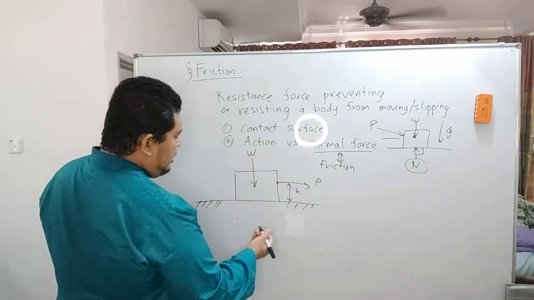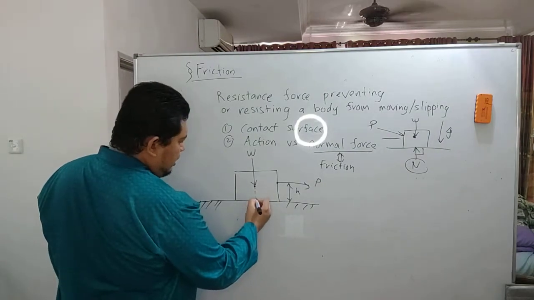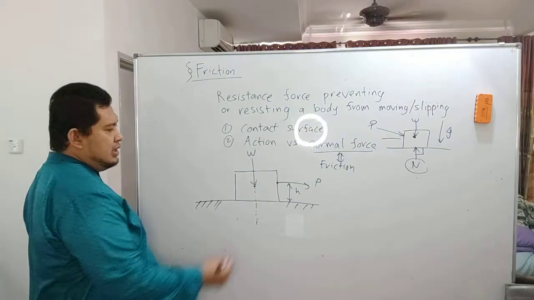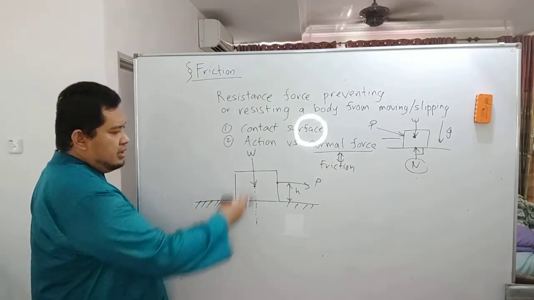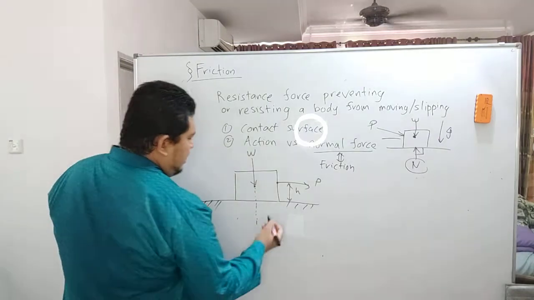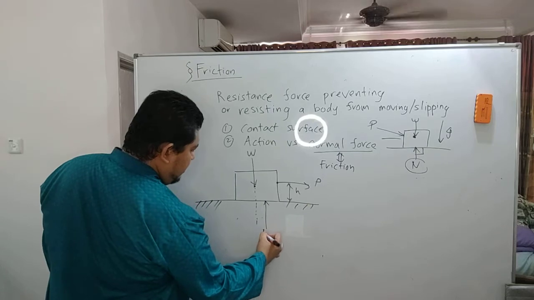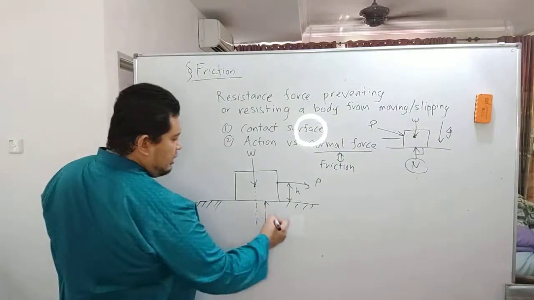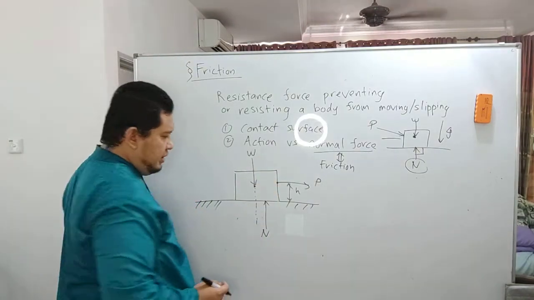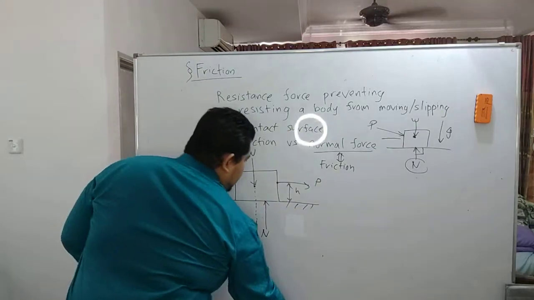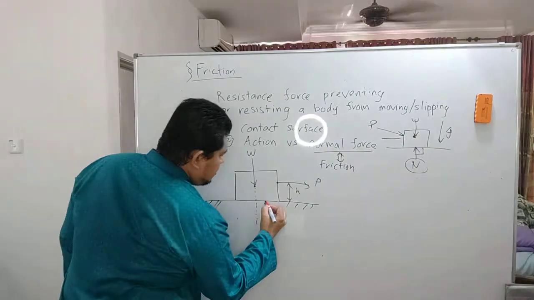Now, over here, you will have an extrapolation of the gravity line. Sorry, the center of gravity line. And then over here, you have a normal force, N, which is 90 degrees to the contact surface. And then over here, you will have the friction force.